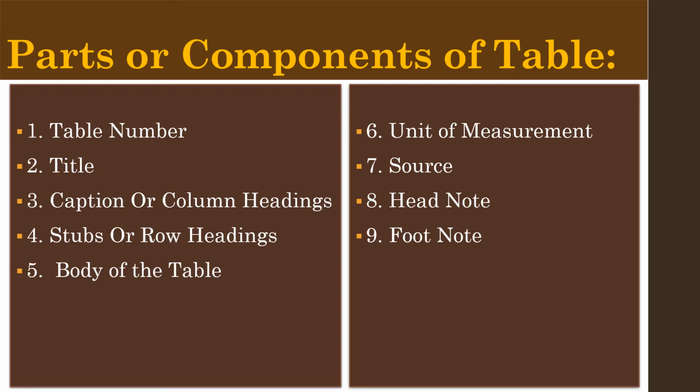Next is about parts or components of a table. Here we need to understand each and every part and component of a table and its importance. The first one is table number. First of all, a table must be numbered. Different tables must have different numbers like 1, 2, 3.